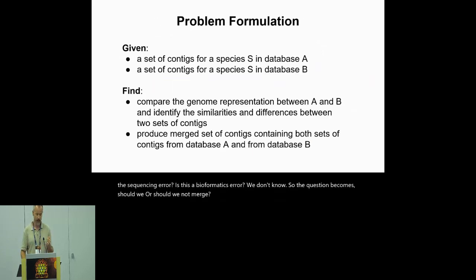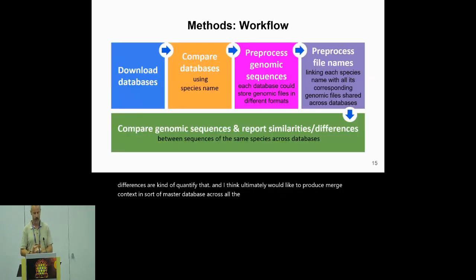So for the problem formulation, we are suggesting, given a set of contigs for species S in database A and the species in database B, we want to do two things. We want to compare the genome representation between A and B, derive similarities and differences, and quantify that. Ultimately we would like to produce merged contigs in a sort of master database across all the databases. This is the workflow we follow: we download the data, compare the databases, process genomic sequences, and process file names. Then eventually we compare genomic sequences and report similarities and differences.